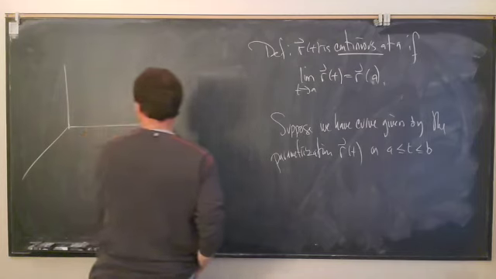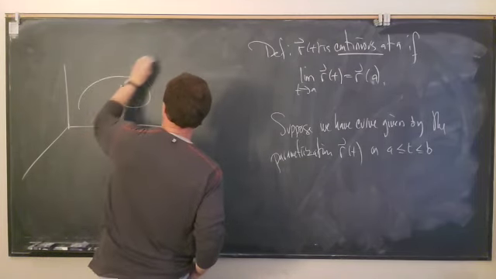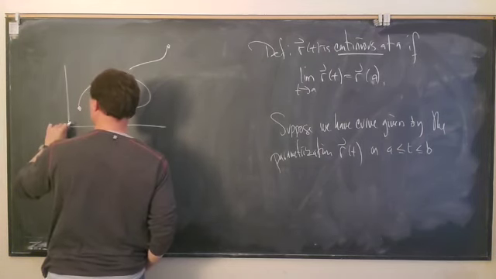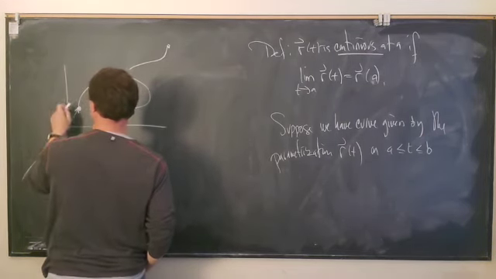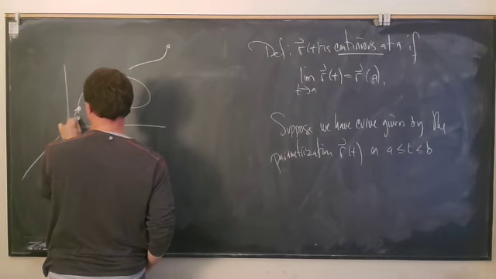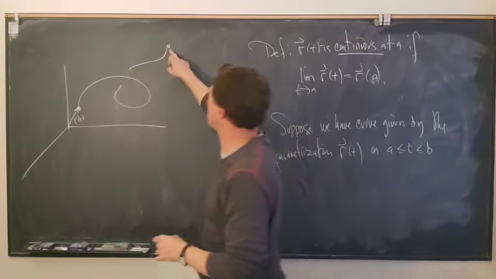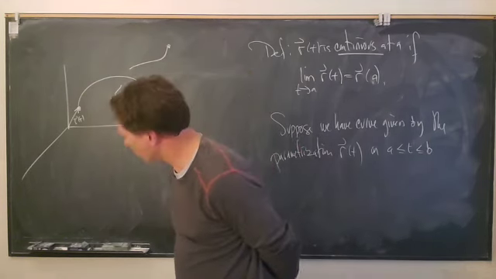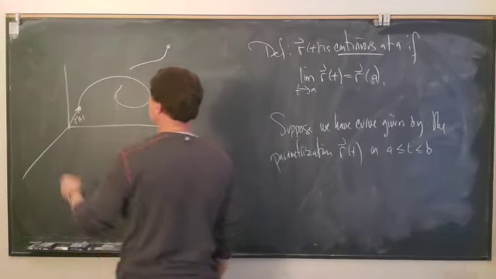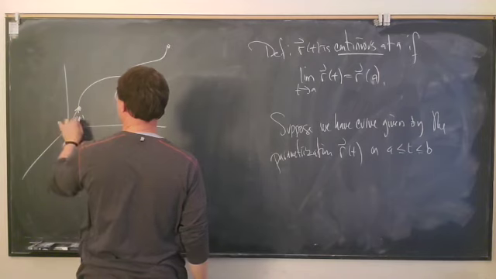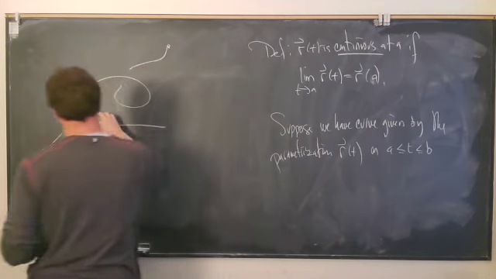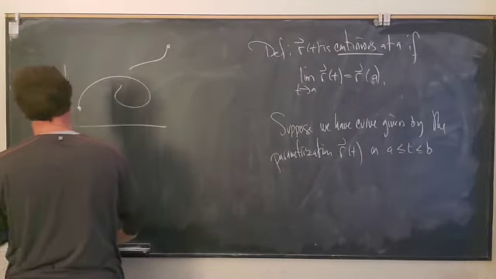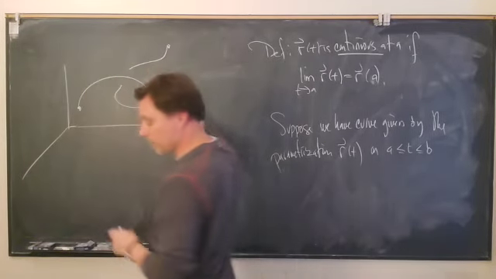So in R3, we've got some curve. You can think of that point right there as corresponding to t equals a. The position vector corresponding to that point is r(a). The position vector corresponding to this point right there would be r(b).